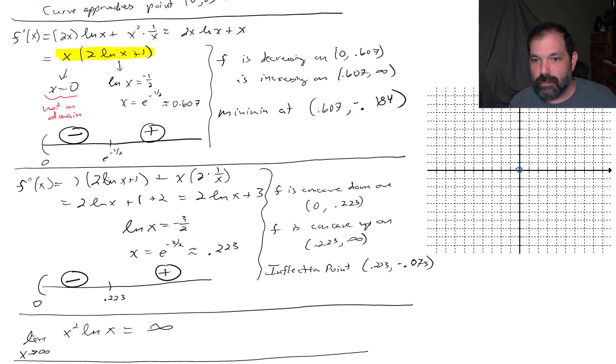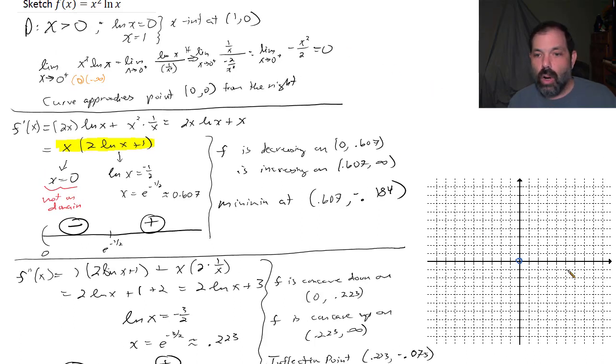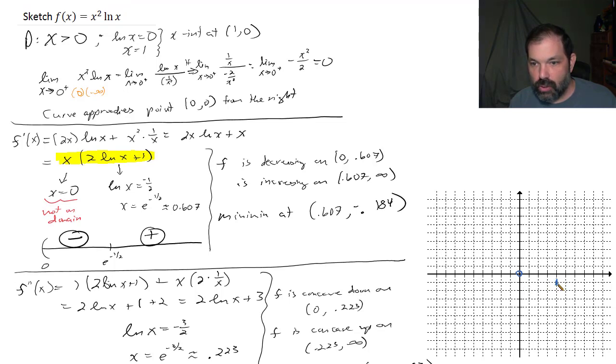Let's fill in the details. I've already noted the open point at the origin. We know that we have an x-intercept at (1, 0). So let's use a scale. Let's make, there's 1. I know I have a minimum at (0.607, negative 0.184). And then I have an inflection point at negative 0.075. Here's my scale on the y-axis. This is negative 0.1. So 2 marks to negative 0.1, another 2 marks to negative 0.2. So then I have a minimum at 0.607, negative 0.184, 0.5, 0.6, negative 0.184. So here's my minimum, somewhere about there.